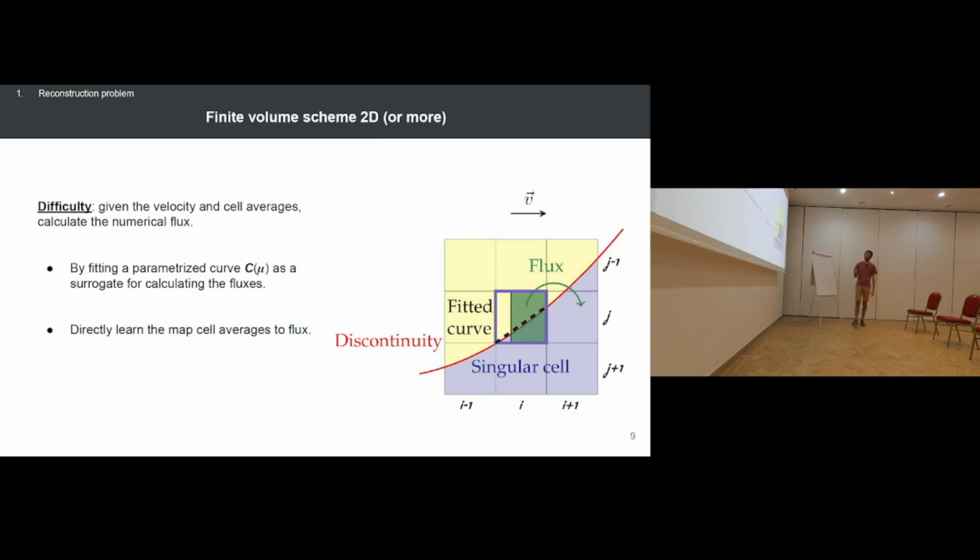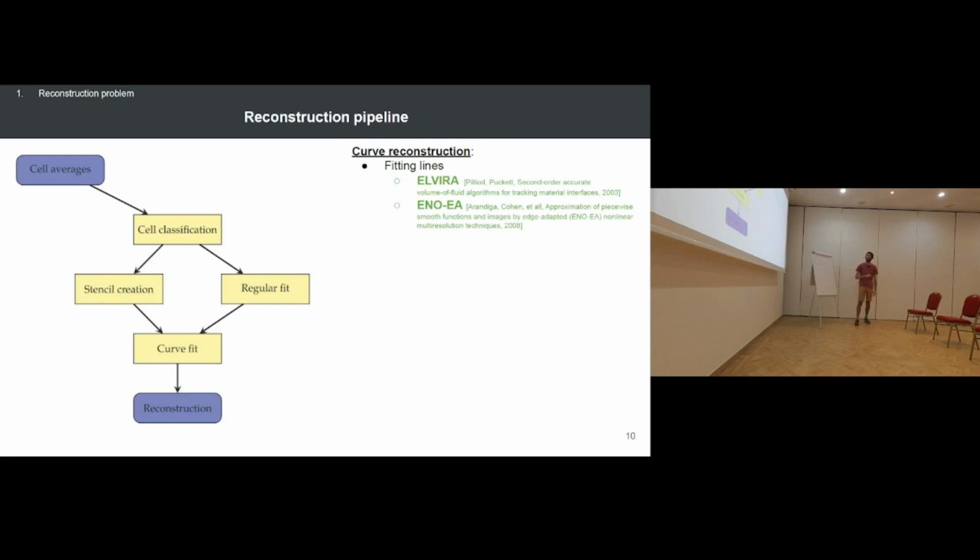And well, the question is, okay, you can do all this process of fitting a curve and then calculate the flux, but can you do it also maybe by directly learning the map from cell averages to flux? Okay, so this is a bit of the pipeline scheme that is behind. We start with the cell averages that are given, because it's the image or the initial condition of your PDE. You will need a first stage to classify where in the domain there are discontinuities, so you need some kind of detection mechanism.